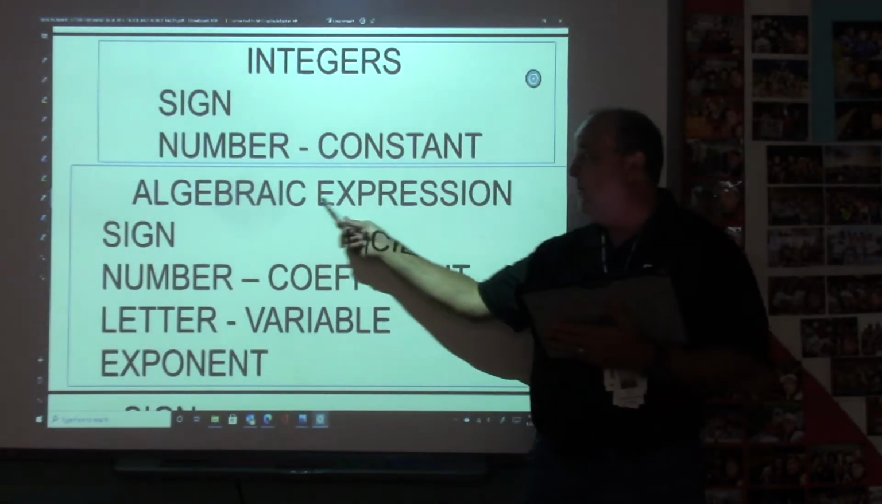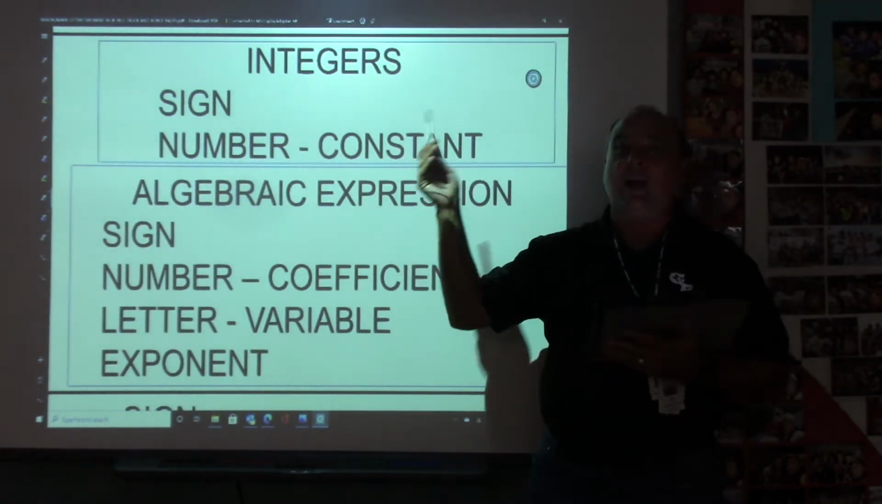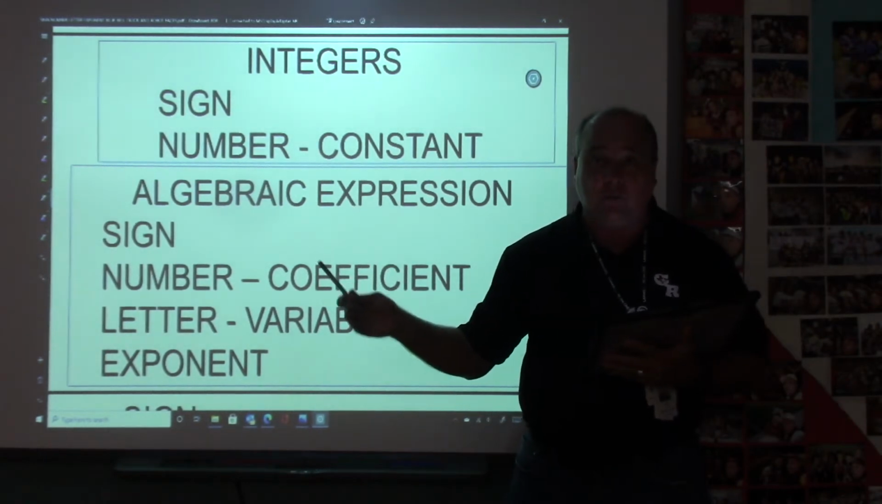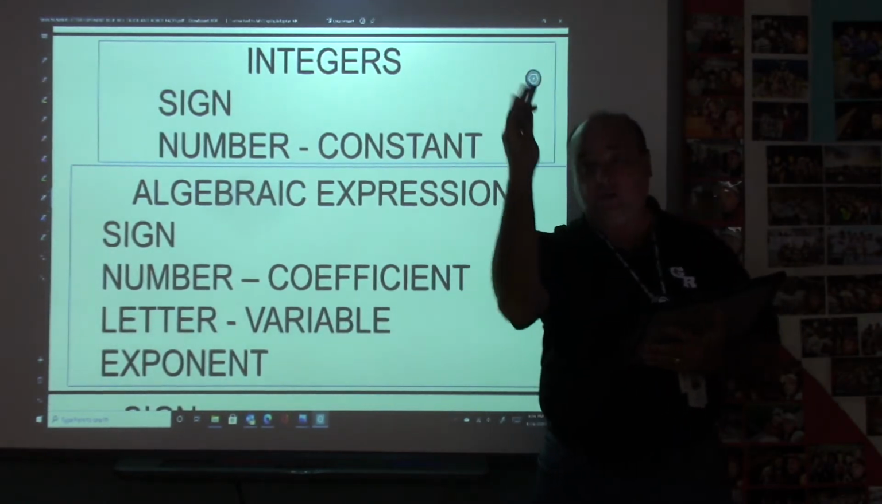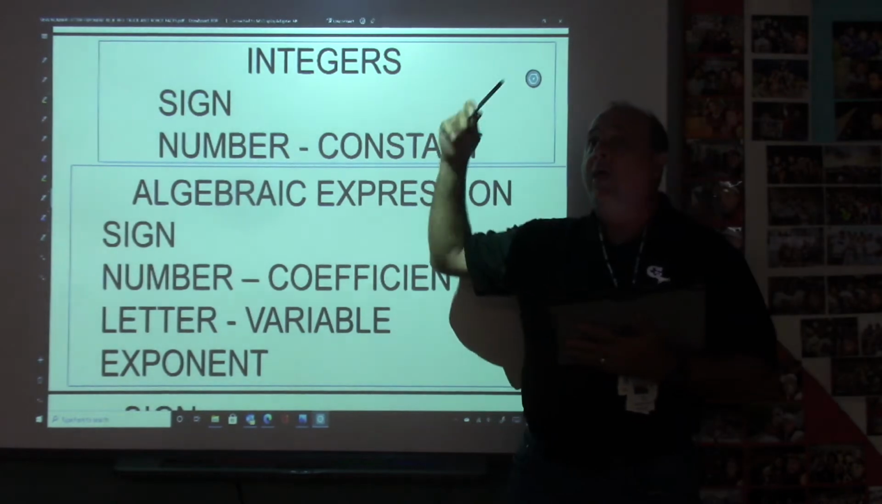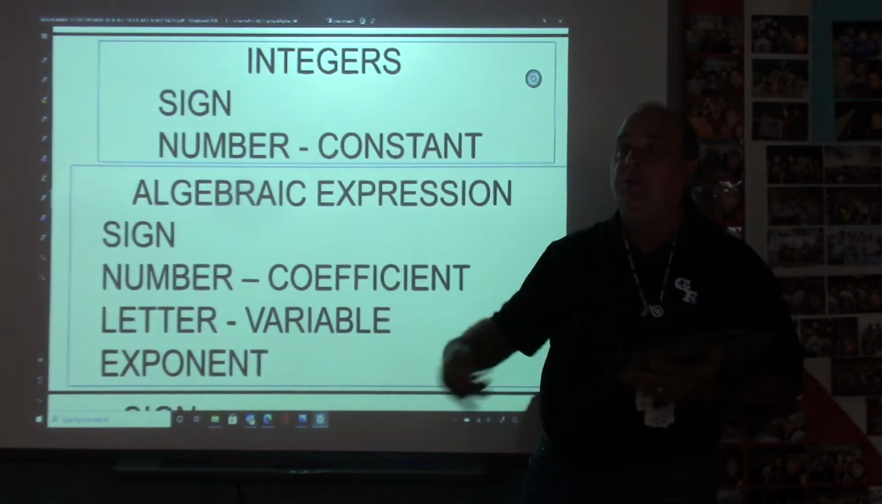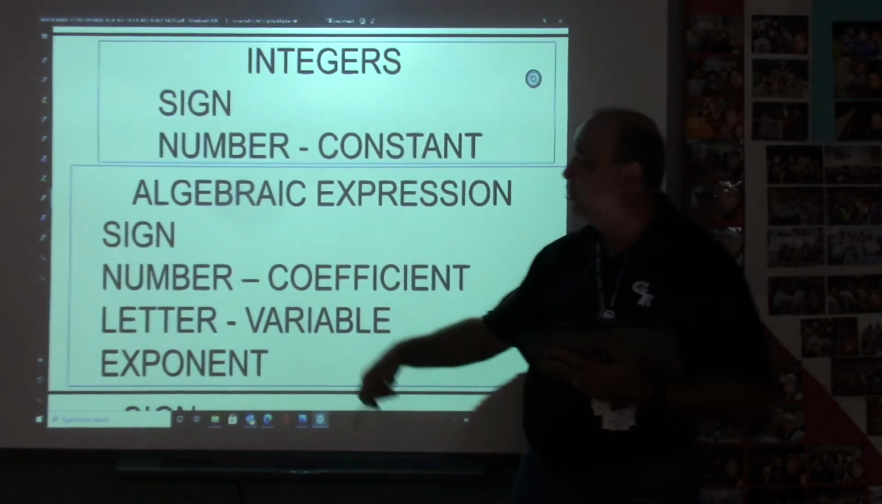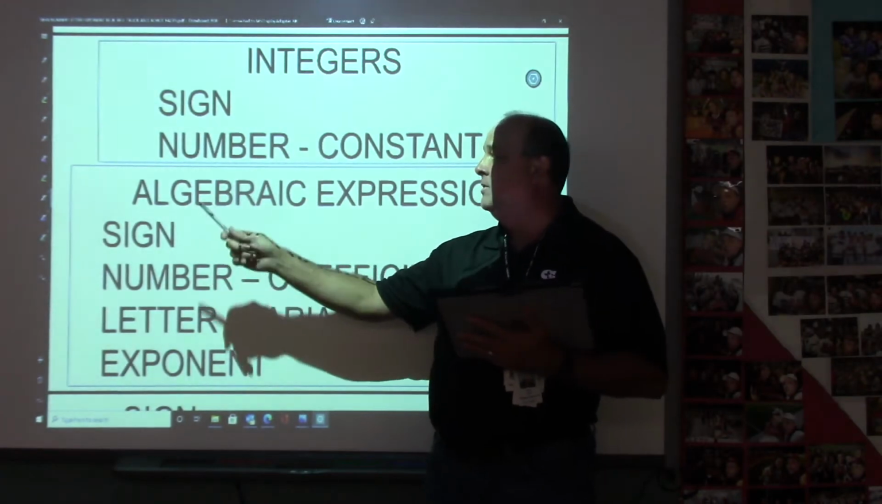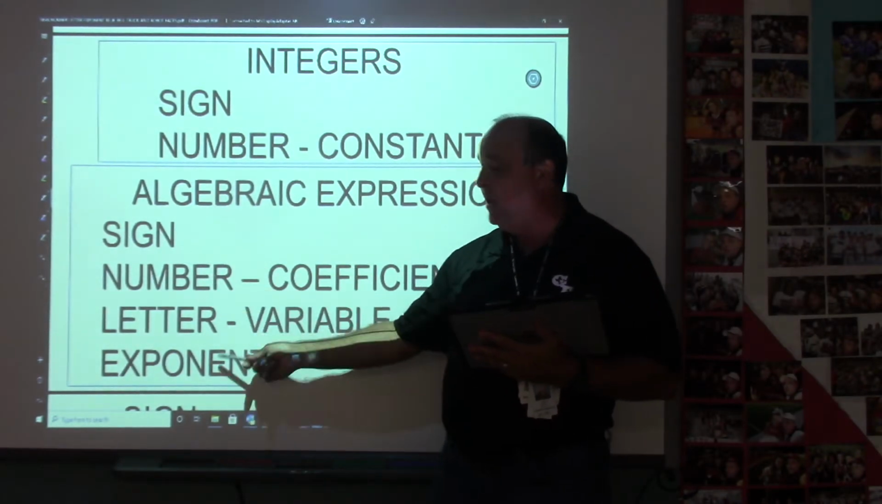When you start getting with algebraic expressions, we're going to add usually x and y's to the numbers because that's going to be your x-axis and your y-axis. So when you do polynomial arithmetic, when you do the arithmetic in algebra, you're just basically going through and getting the sign, the number, the letter, and the exponent.